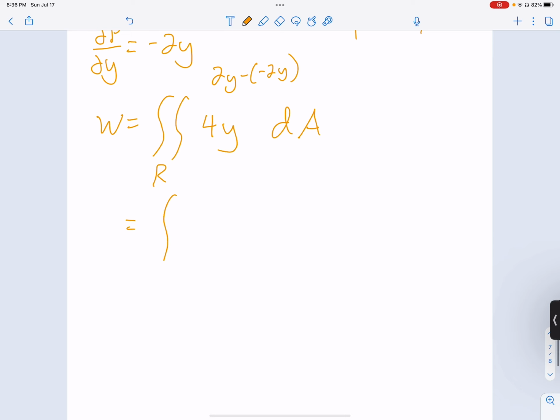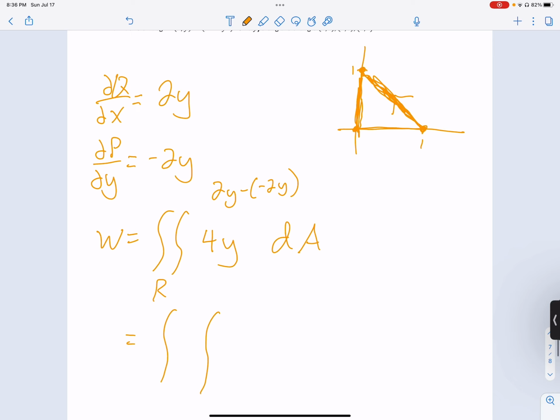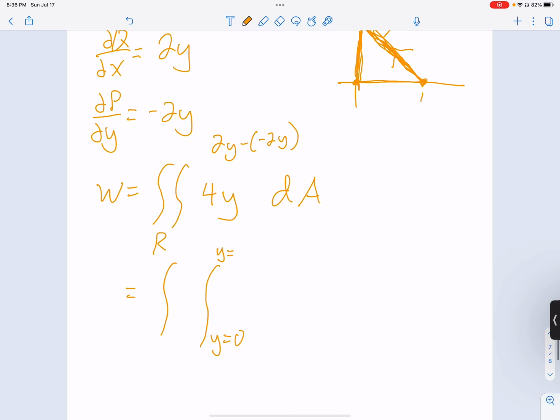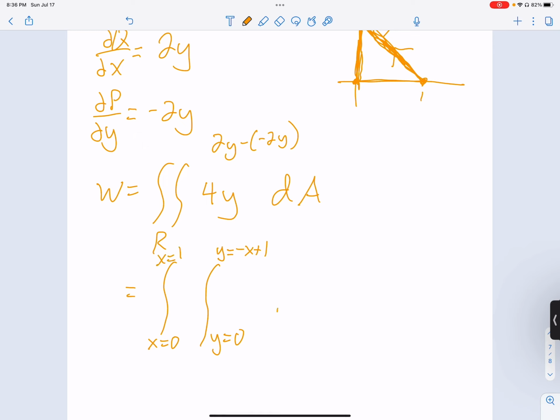All right, then we set up our bounds. Looking here, this line here is y equals negative x plus 1. It has a slope of negative 1, starts at 1. So y goes from 0 to negative x plus 1, and then x goes from 0 to 1 in our graph. For y, dy dx. That's the complete setup. That's what I would ask you to do on a test. So if you want to work it out and see if you can get it, it's 2/3.